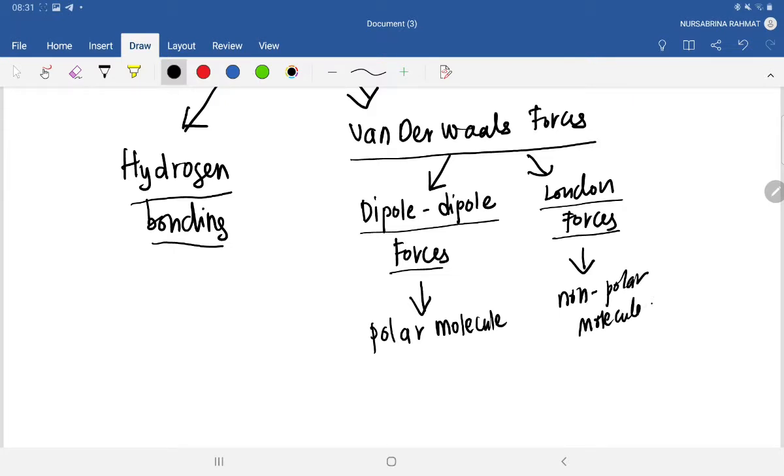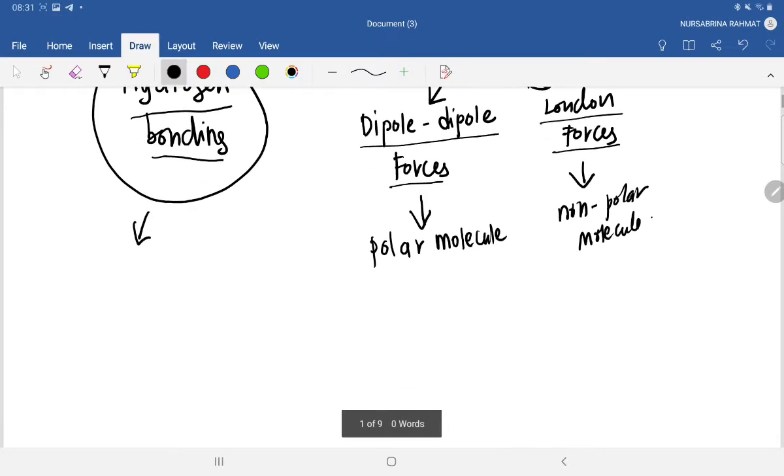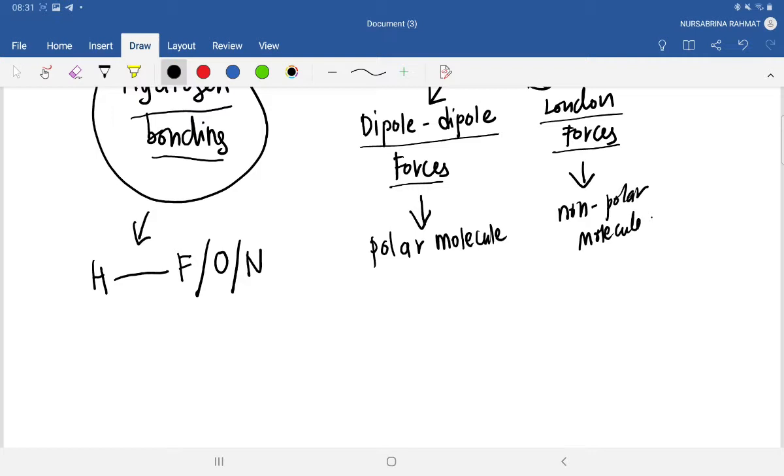Whereas hydrogen bonding is a special type of intermolecular force which only exists between molecules that have hydrogen directly bonded to either fluorine, oxygen or nitrogen. The easiest way to remember is FON: fluorine, oxygen and nitrogen. And as you know, these three atoms are the highest electronegativity elements on Earth.